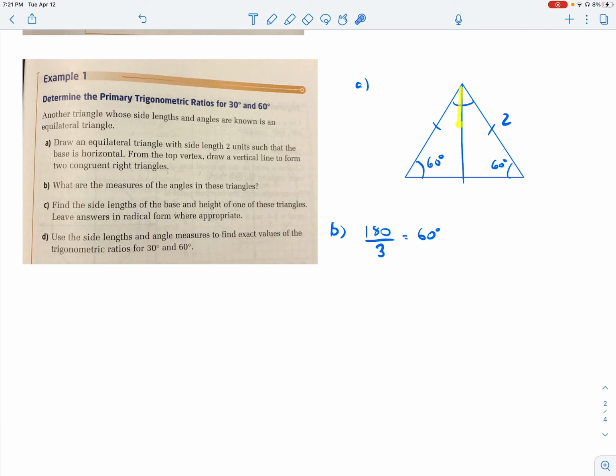So now when we cut this in half, this vertical line intersects the horizontal line and makes an angle of 90. So we have 90 there. And when we cut this 60 in half, we ended up getting 30 up here.